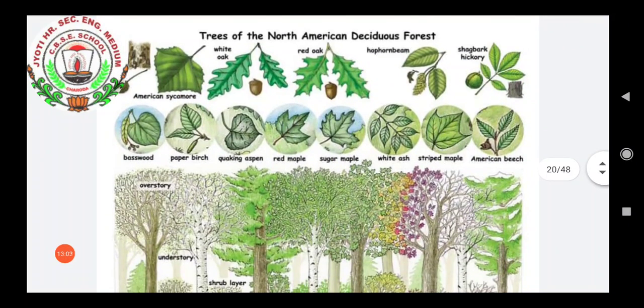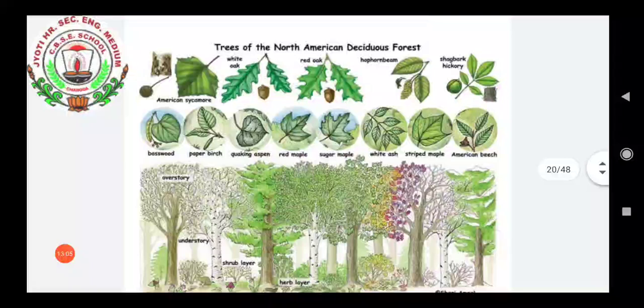Here is the picture of different kinds of trees which are found in this tropical deciduous forest. Many trees are there, having different types of leaves, different colors of leaves. There are also different shrubs, layers and herbs there. A variety of vegetation is there. So this tropical deciduous forest is also known as monsoon forest.